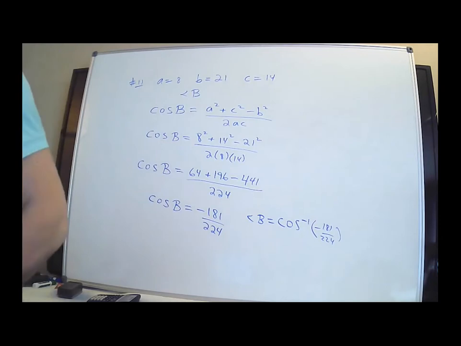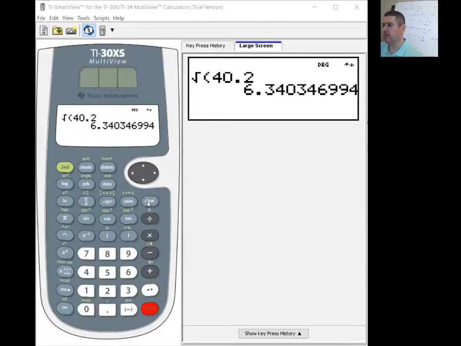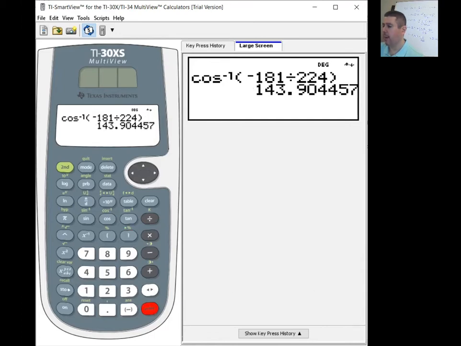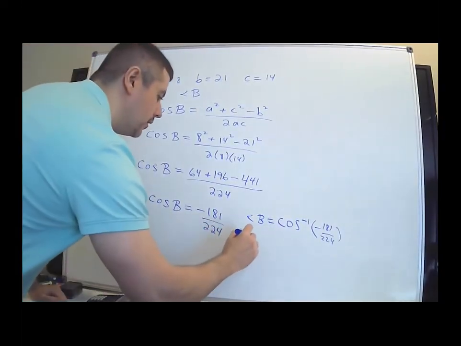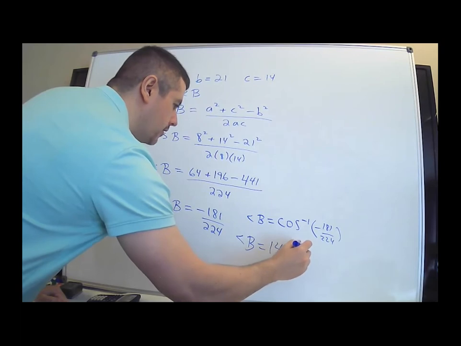Now, again, let's do it together. Go to the calculator, clear out what's there. Second, cosine. Now, again, to put the minus sign, you put the negative button. You do not hit the subtraction button. Your calculator won't like it. It'll do it wrong. So I put negative 181 divided by 224. You can close the parentheses or not. Doesn't matter. So I got 143.904. So 143.9. So angle B equals 143.9 degrees. So that's the first one.